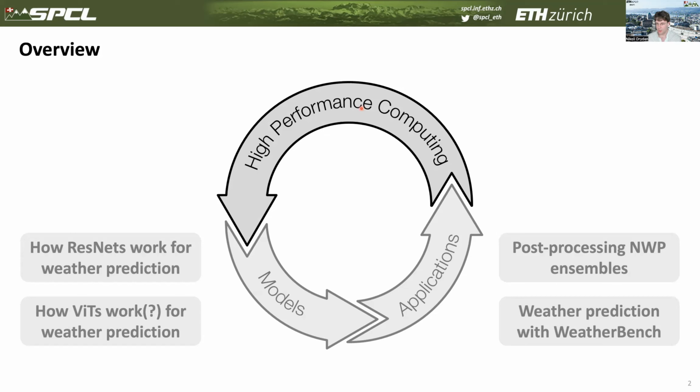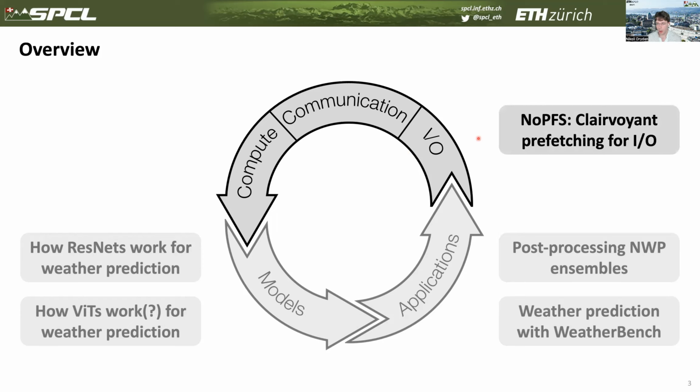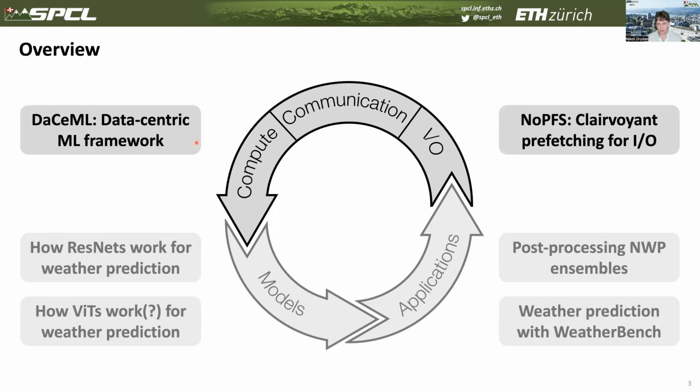Now, of course, HPC is a gigantic area, so I'll split this into three slightly less large areas. And on the I/O side, I'll talk about NoPFS, some work we've done to develop an I/O middleware for improving the performance of machine learning I/O. And I'll also talk about DaCeML, a new data-centric machine learning framework that we're introducing that can improve the performance of various deep learning training workloads without requiring significant user intervention.